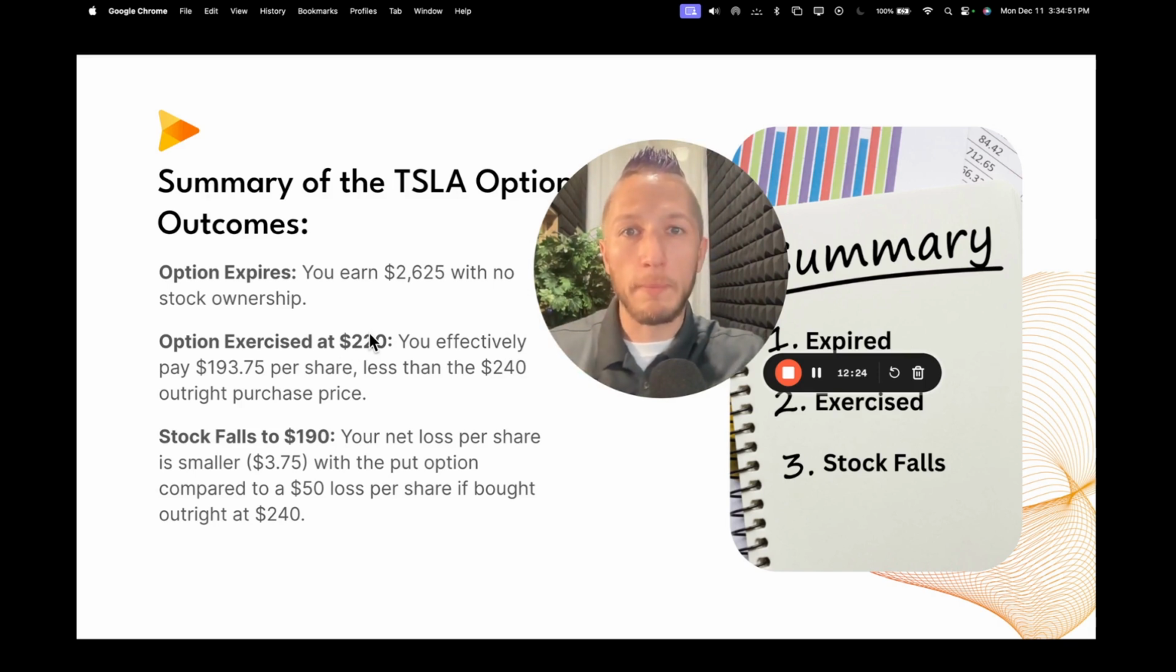If you round out all the math of the premium received plus the purchase price or the cost to acquire those 100 shares of Tesla stock, you're all in at about $193 per share, even though the option was exercised at $220 per share. Now, the third scenario would be if the stock fell very quickly down to maybe $190, just for sake of an example, your net loss per share would only be $3.75 relative to a $50 per share loss if you had just day one bought the shares of Tesla at $240 in the beginning of this example.